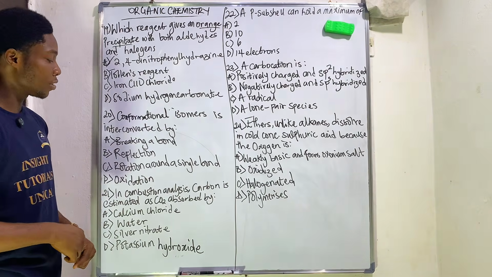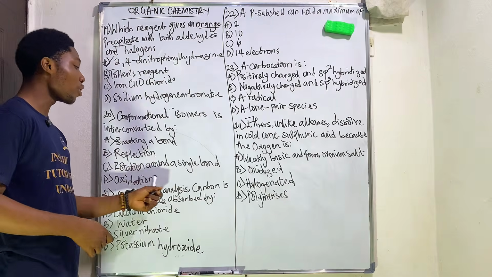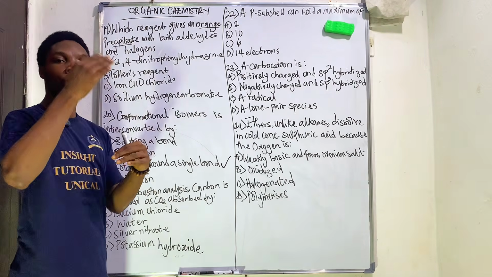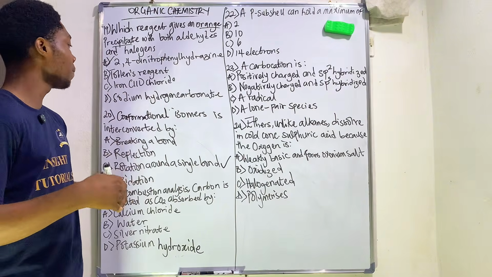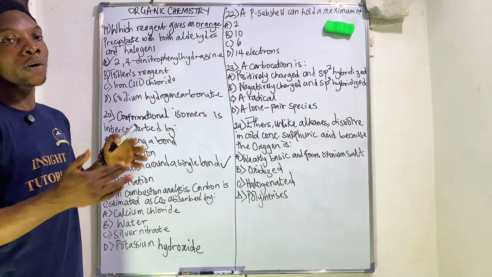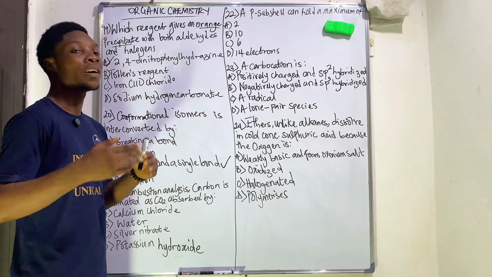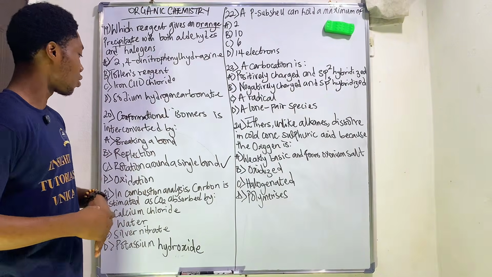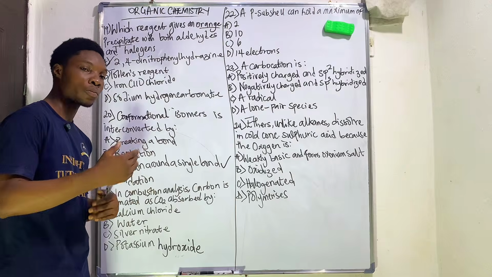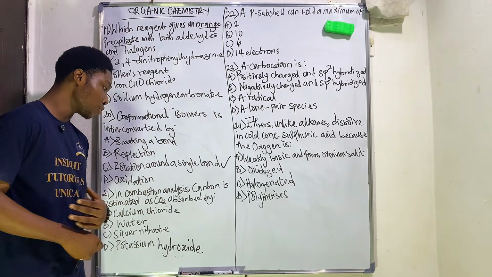Now, next question. Conformational isomers are interconverted by A, breaking a bond, B, reflection, C, rotation around a single bond, D, oxidation. Now, the correct answer is rotation around a single bond. In conformational isomerism, you don't need to break the bond before you can rotate or interconvert the substituent, unlike configurational isomerism, where there needs to be a bond breaking before there is reorientation or interconversion. You can just rotate around a single bond, not breaking of bond, not reflection, and also not oxidation.